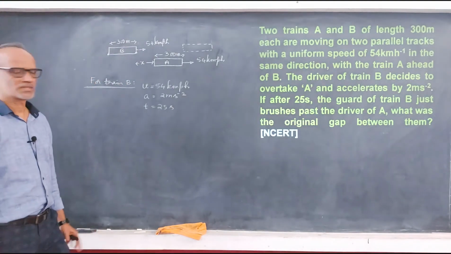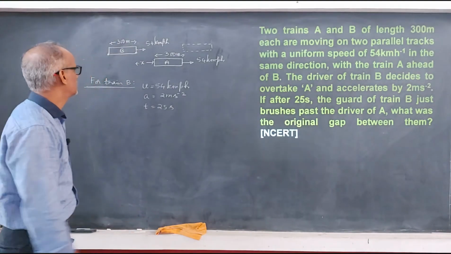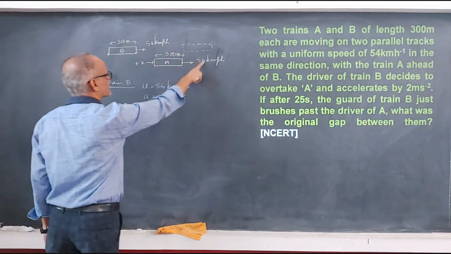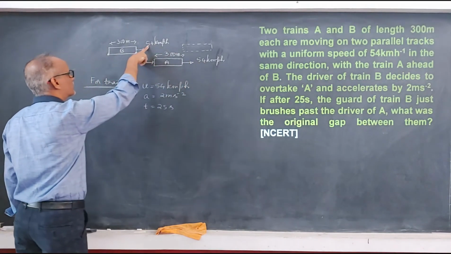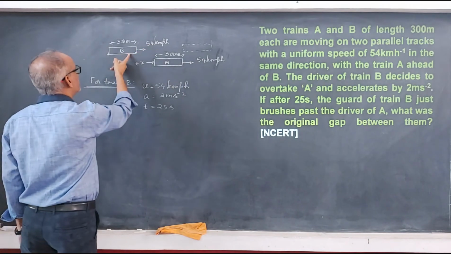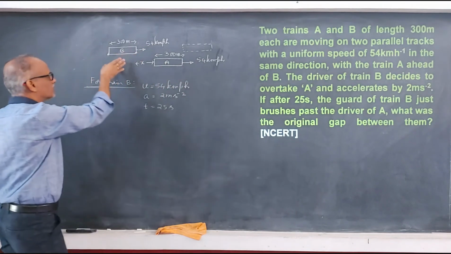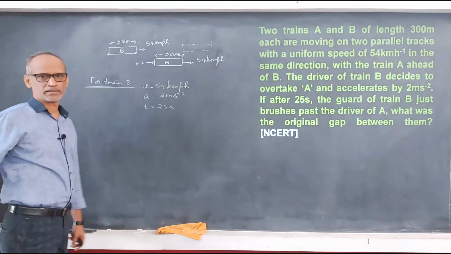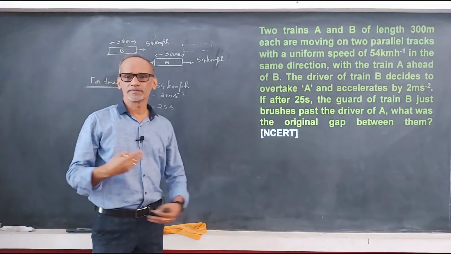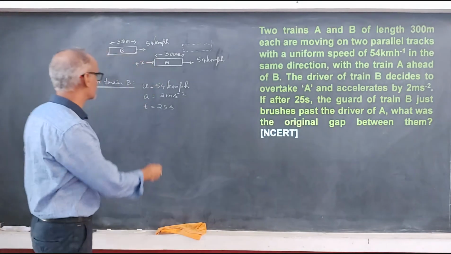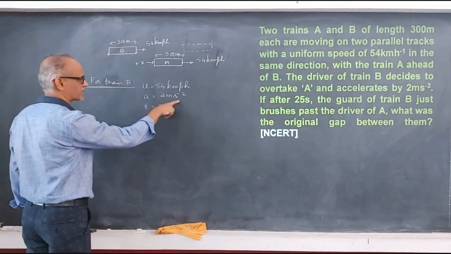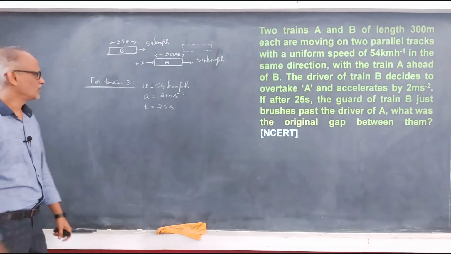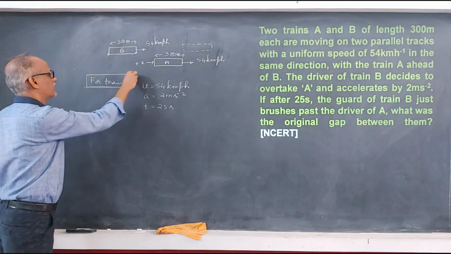Okay, so this is the data given. So hope you are clear. Let me repeat. There is a train A, there is a train B. Their initial speed is 54 kilometer per hour, and now A is ahead of B, but B wants to overtake A, right? But to overtake, the driver of train B has to accelerate, and that acceleration is given as 2 meter per second square, and it overtakes after 25 seconds. So this is the data given for train B.